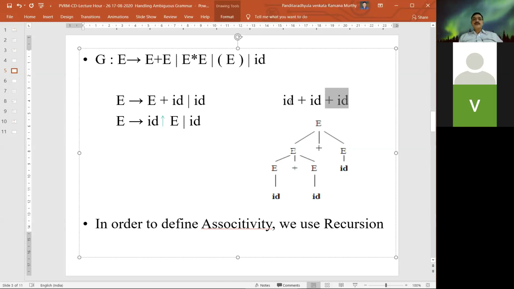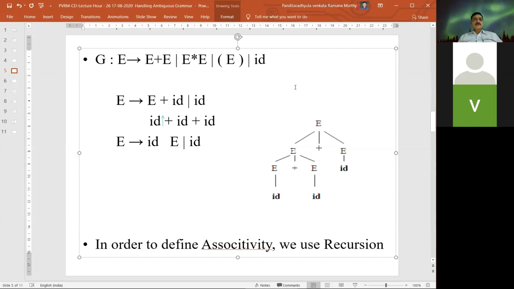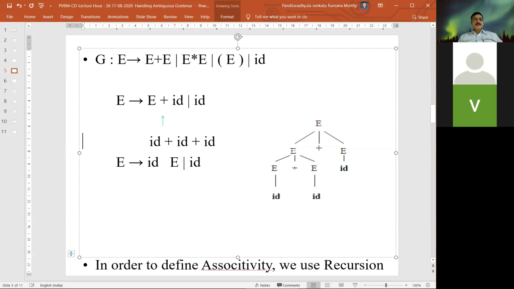Automatically we are getting ID plus ID plus ID. It is moving towards left only. So for example, if you are using this particular thing, what happens? We are removing all the remaining things. Similarly, we can add this multiplication sign also.